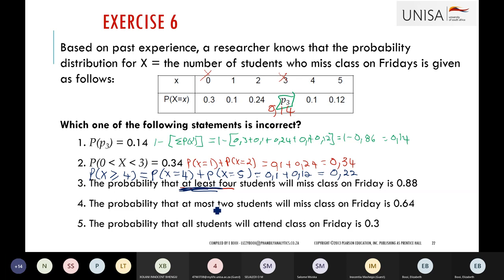The probability that at most two students, so this is at most two students, which will be the probability that X is less than or equal to 2. Then it means it's any value including 2. So it will be the probability that X equals 0 plus the probability that X equals 1 plus the probability that X equals 2. And that will be 0.3 plus 0.1 plus 0.24. Correct? Yes. And that will be 0.64.